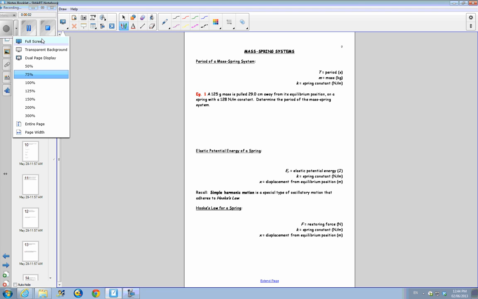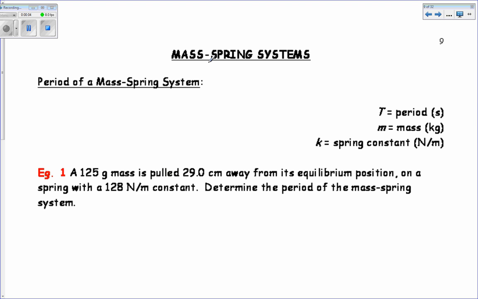Okay, so this is the lesson on mass spring systems that the sub, Grandpa O, did on Thursday. So those of you that are on the band trip would have missed this as well. What we want to talk about is mass spring systems.